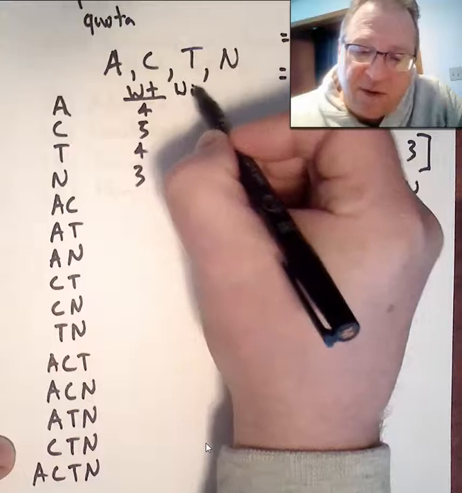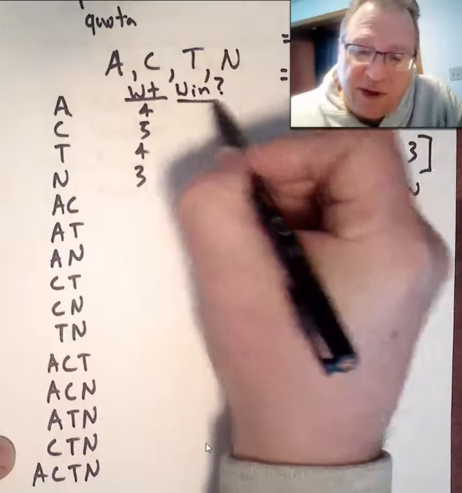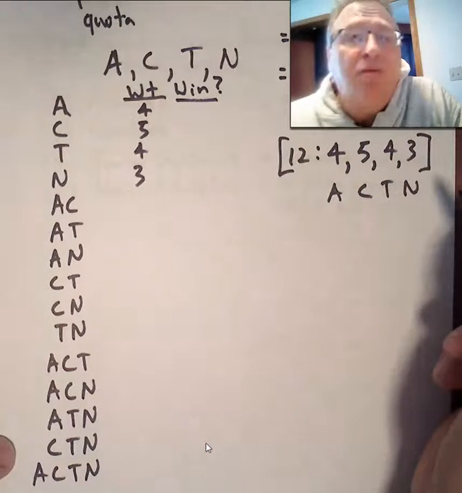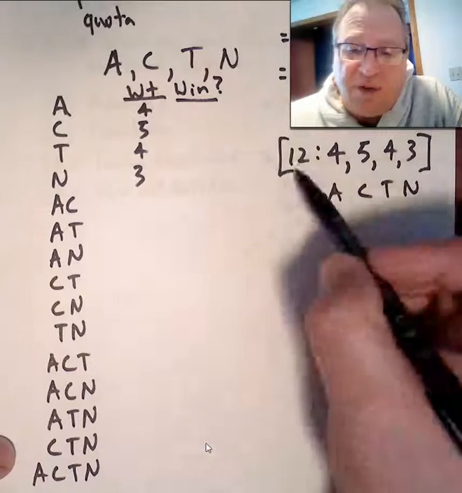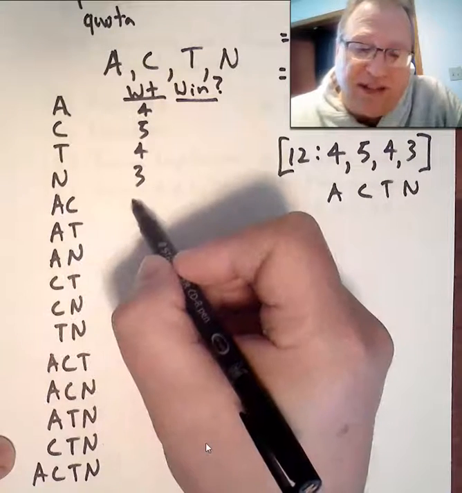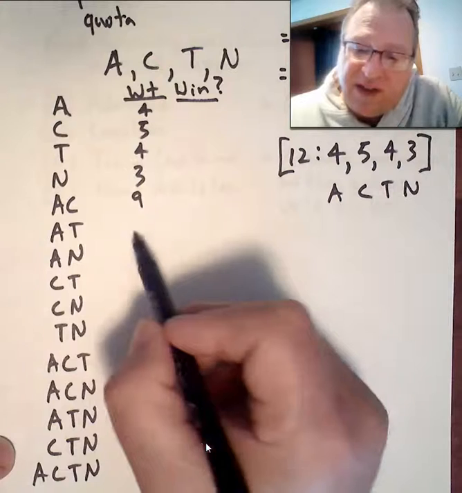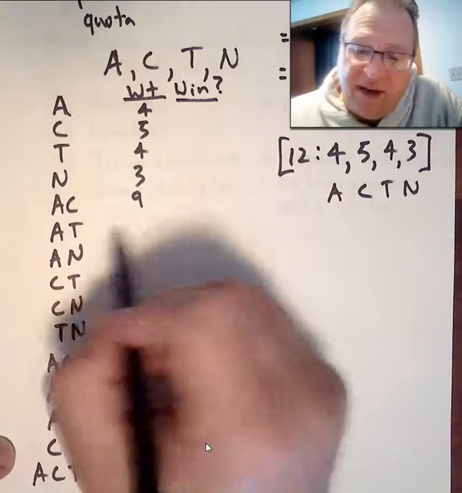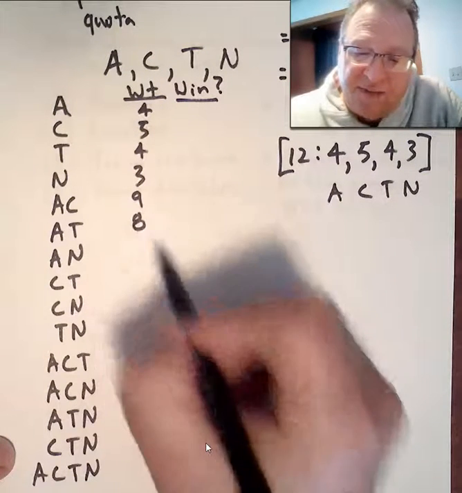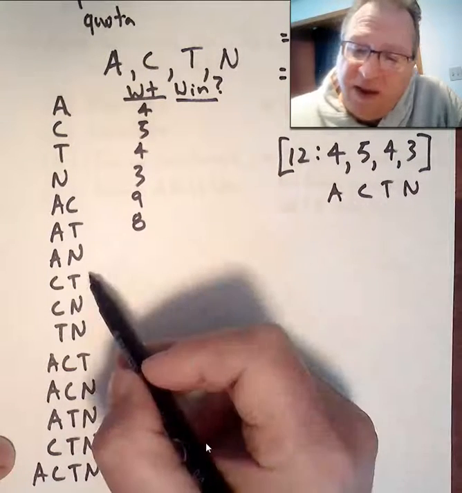Do any of those represent a winning coalition? No, none of those do. We need 12 votes, remember. So let's look at AC. AC would be 9 votes, right? 4 plus 5 is 9. AT would be 8. None of these pairs are probably going to work.